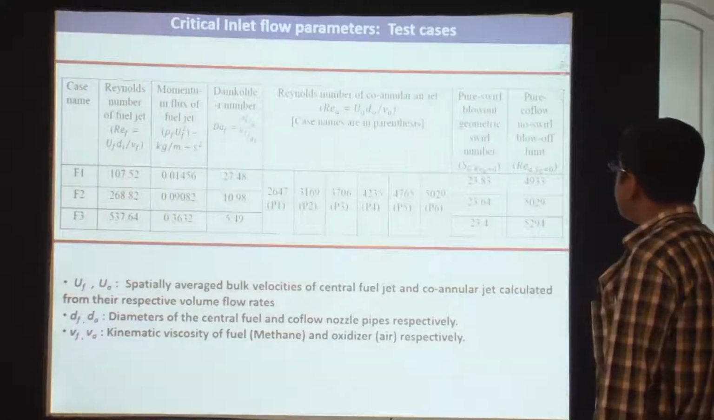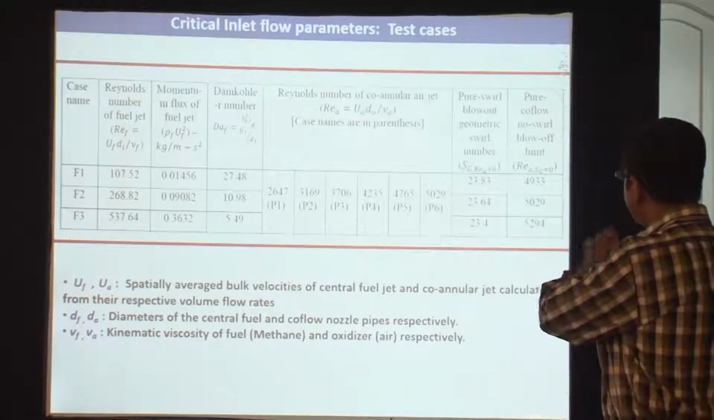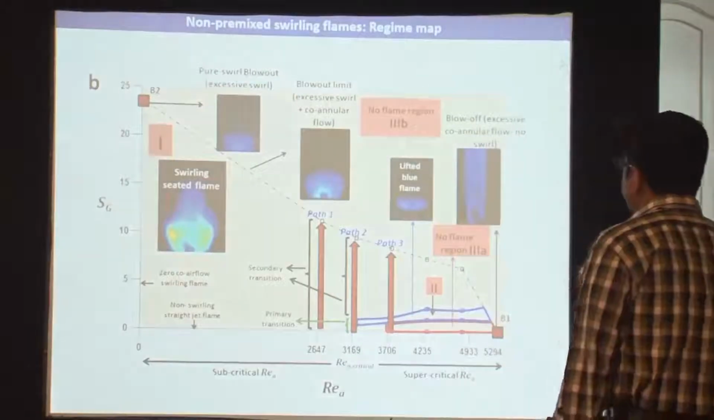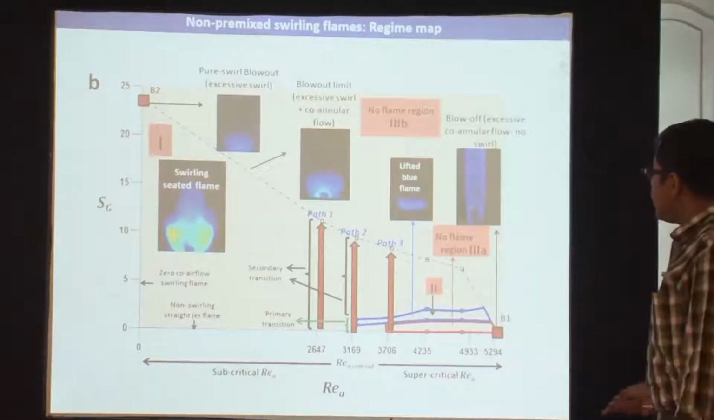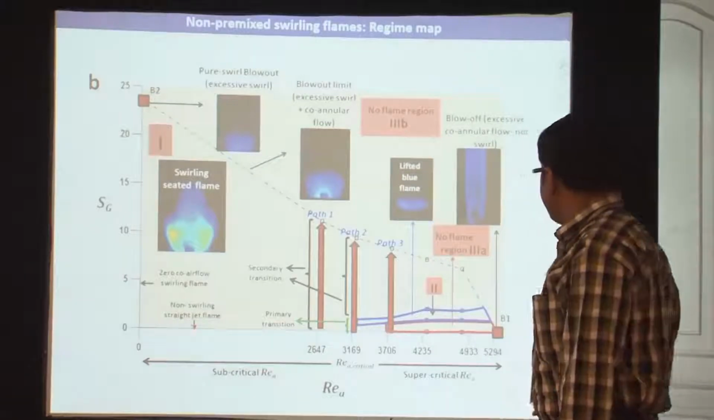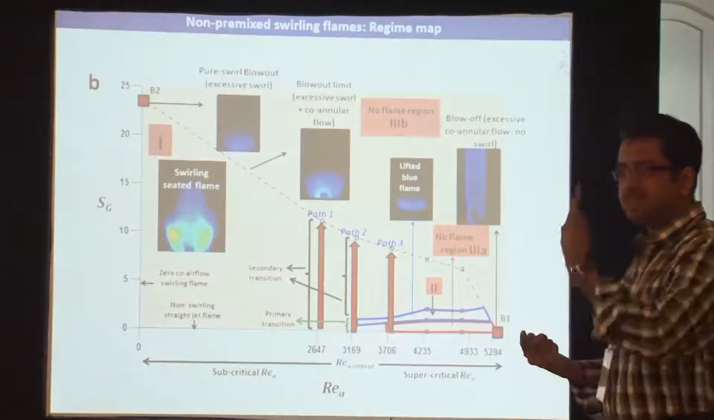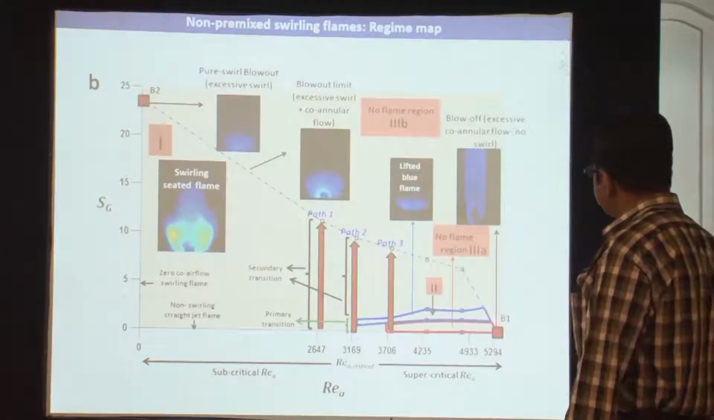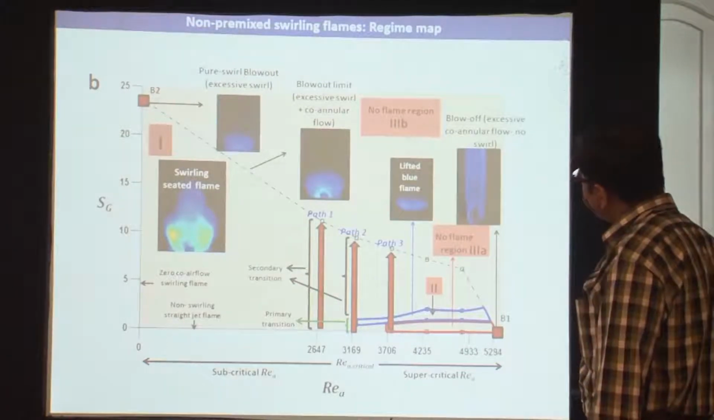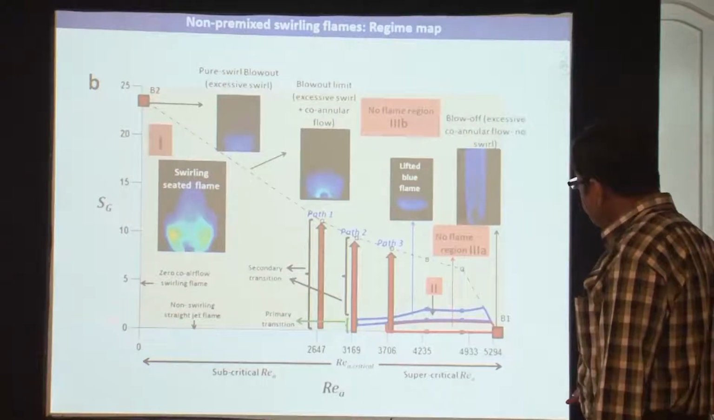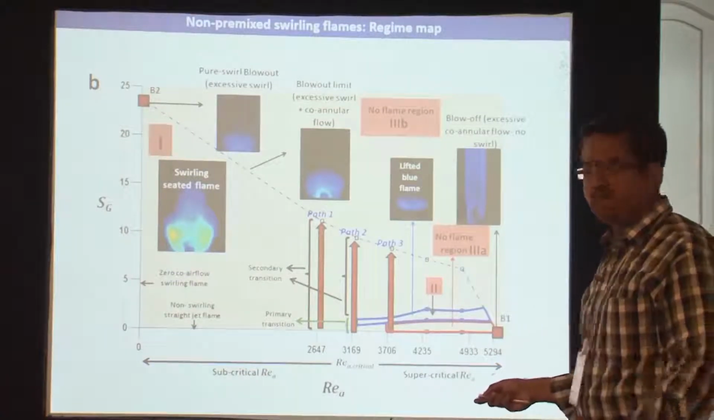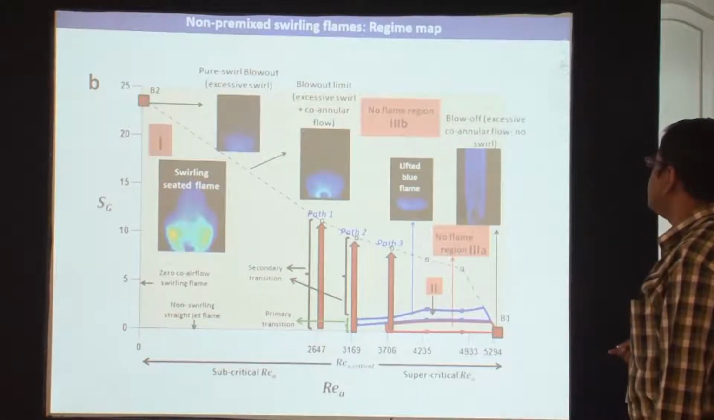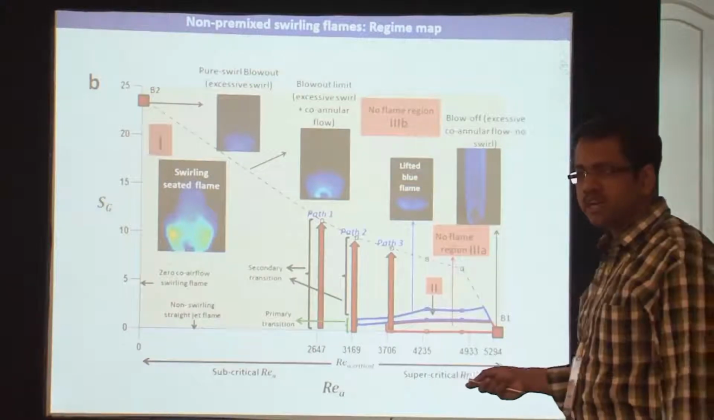This is the corresponding case. So we take out a few cases and try to study what actually happens. If you look at, once again, a similar stability diagram, this time however with swirl number versus the Reynolds number, where Reynolds number is based on the annular flow rate, you get this kind of a plot in which B2 corresponds to no coannular flow. Then, coannular flow in which there is a very high level of swirl, you get what is called a pure swirl blowout scenario.